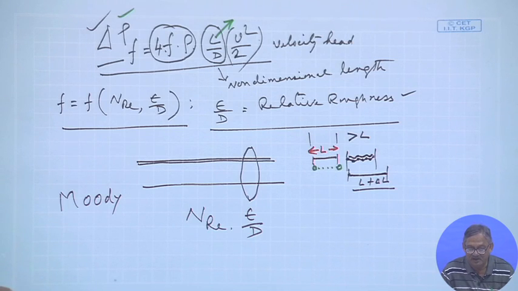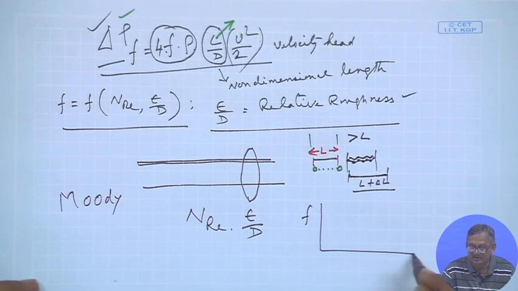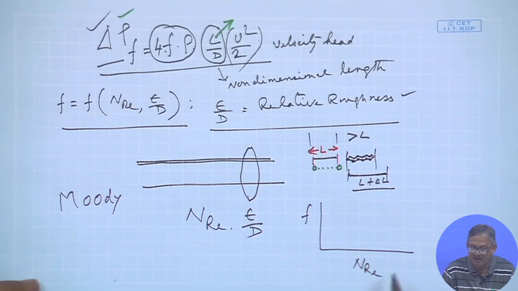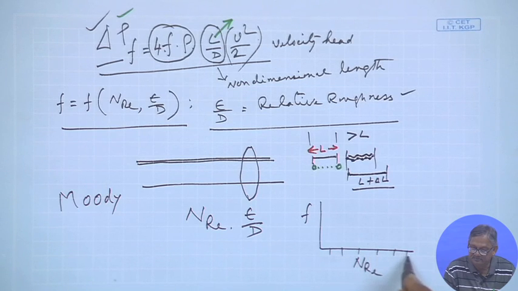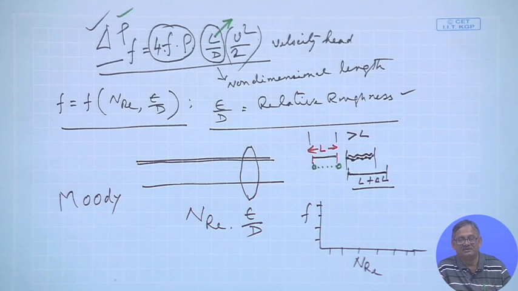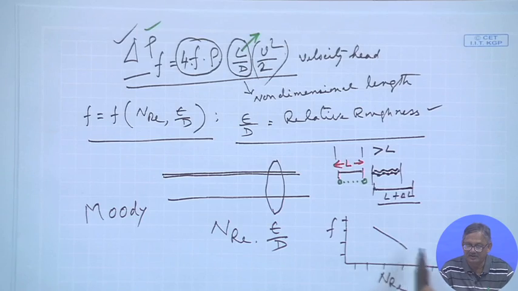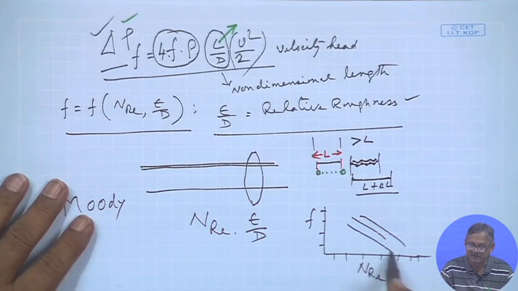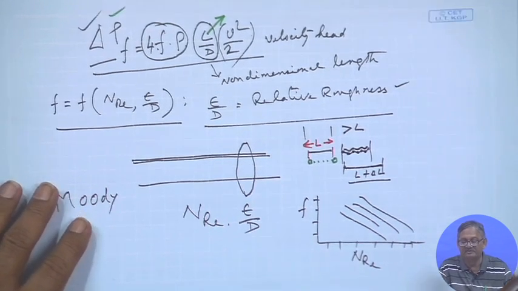If we can find this out, then we can find out the value of F from a relation of F versus NRE as given by Moody, and this is in log scale and this is normal scale, right. So, if that is known, then by knowing the epsilon by d, we can determine the friction factor value for different cases.